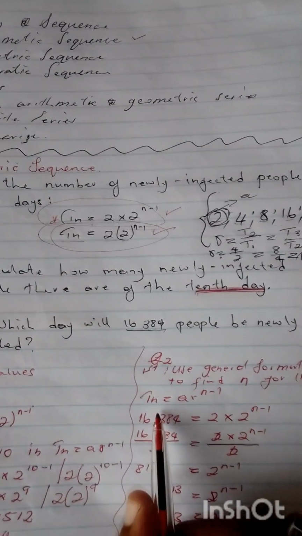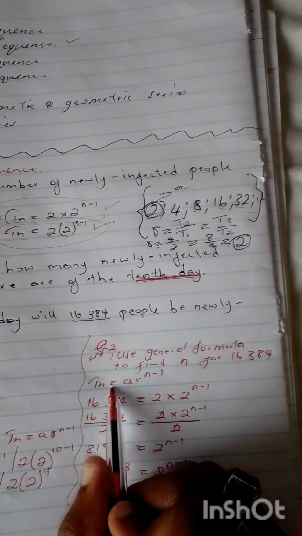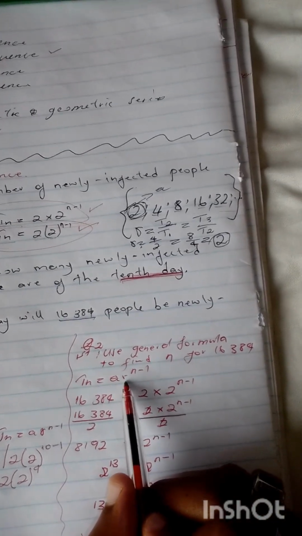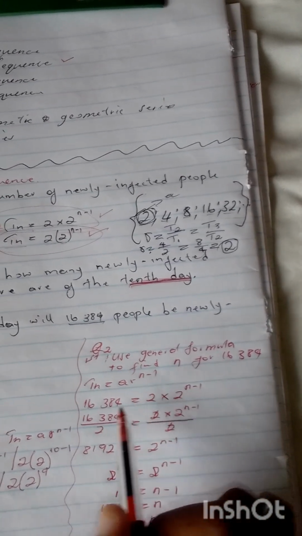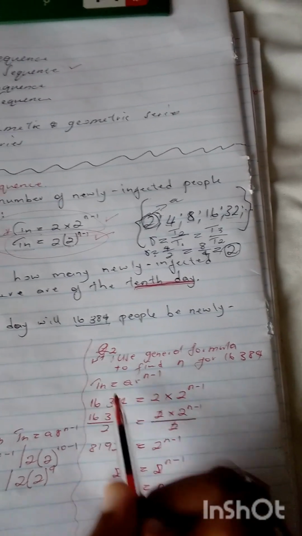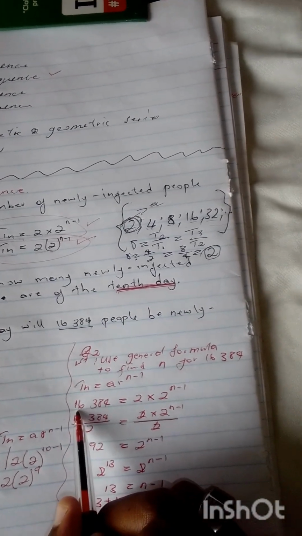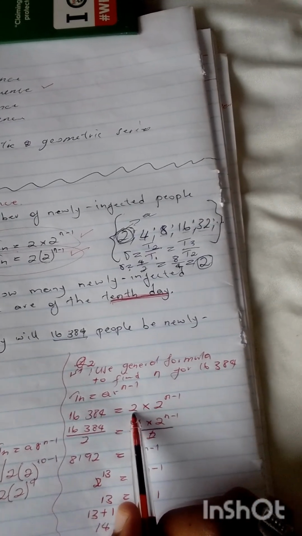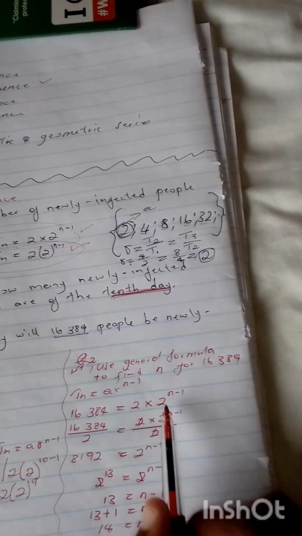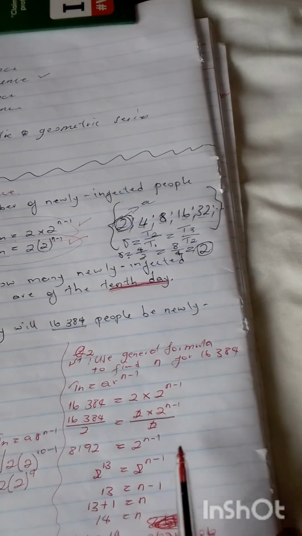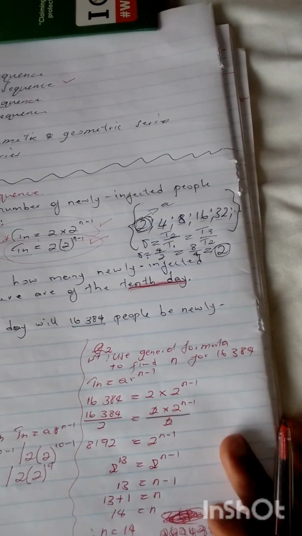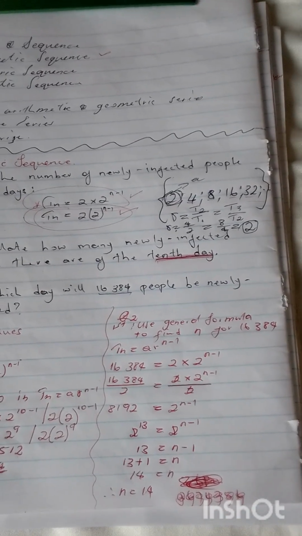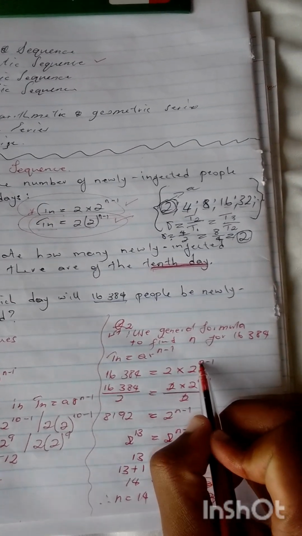So we are going to take our general formula. We say Tn is equal to A multiplied by R to the power of n minus 1. So we have Tn, so we write it there: 16,384 is equal to 2 multiplied by 2 to the power n minus 1. Here our general formula has been substituted. Then, ladies and gentlemen, remember that we want to solve for this n.